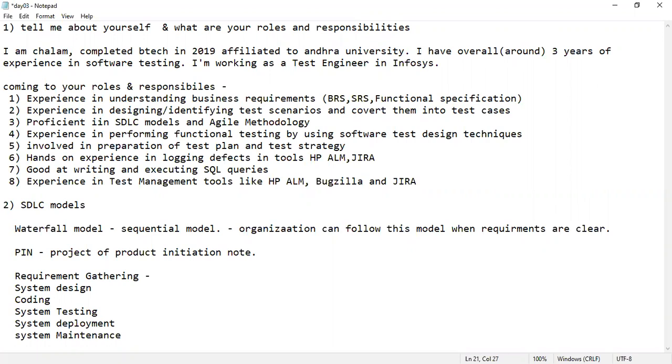So who will be involved in the requirement gathering or requirement analysis? Anybody have any idea? Who will be? Analyst. Exactly, business analyst. The business analyst will gather all the information from the client.